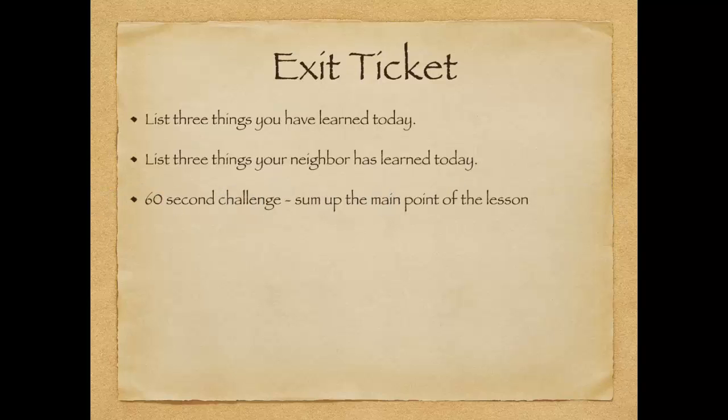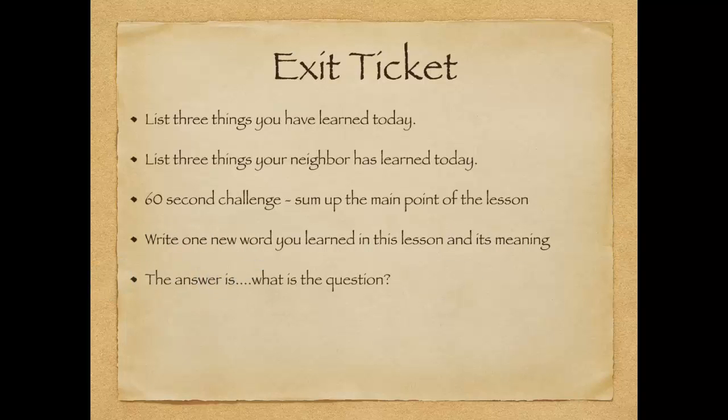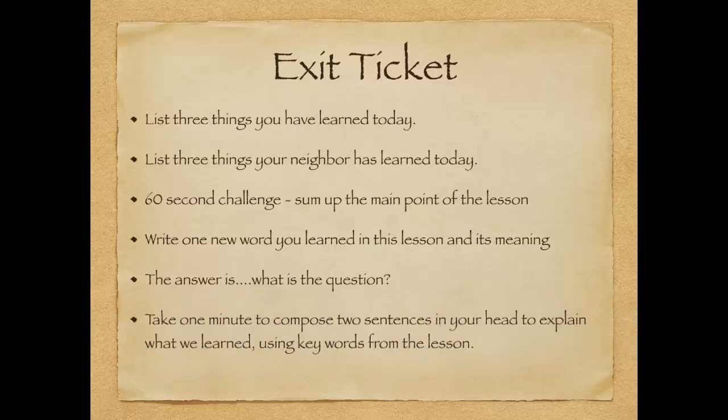60-second challenge. Give them 60 seconds, sum up the main point of the lesson. Write one new word you learned in this lesson and its meaning. The answer is, and then you ask them, what's the question? Take 1 minute to compose 2 sentences in your head to explain what we learned using keywords from the lesson, and then write those 2 sentences down. So these are just several ways that you might use an exit ticket to get formative assessment information from your students.